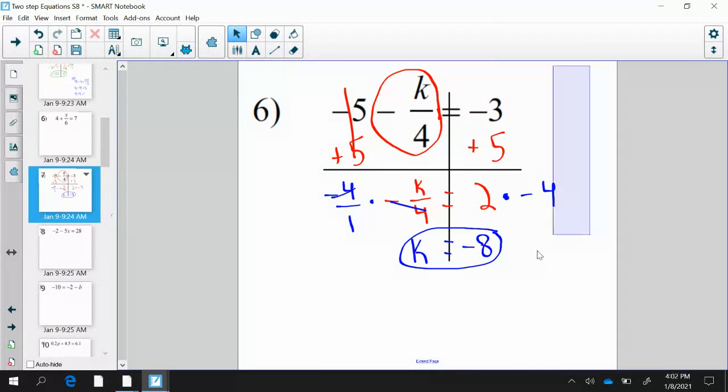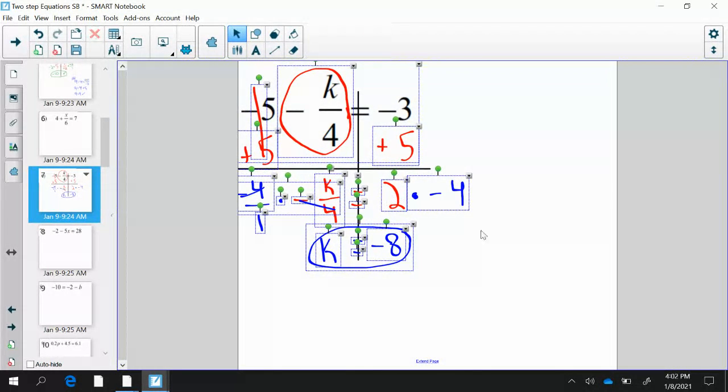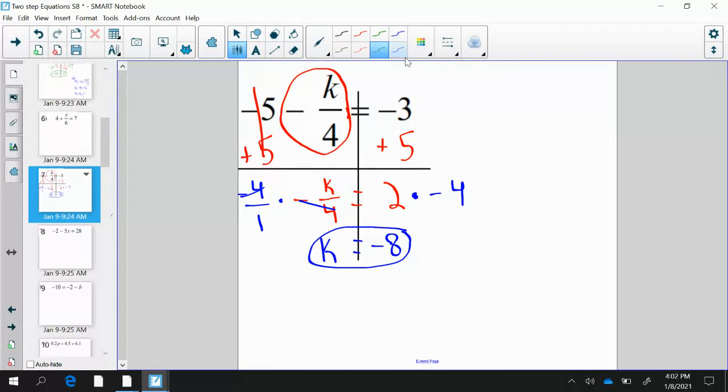Again, what we're going to do here is we're going to take this and we're going to plug it back into the equation. So take a look at our check. Here we go. I'm going to use negative 5, minus what number over 4 equals a negative 3. And again, I'm going to take this number, that negative 8. I'm going to put my negative 8 right here and watch what happens. It should be a negative 5 minus a negative 8 divided by a 4 is a negative 2.